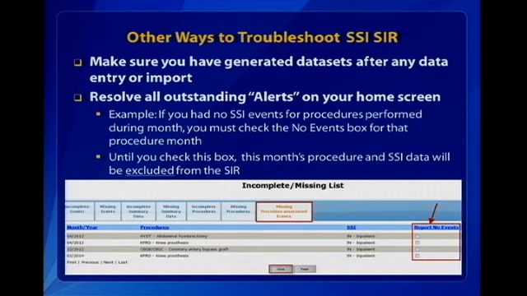So some other ways to troubleshoot your SSI SIR. You want to make sure that you have generated data sets after any data entry or import, and resolve all outstanding alerts on your home screen. So for example, if you had no SSI events for procedures performed during a month, you must check the No Events box. And I know this is probably starting to sound repetitive, but we really want to drive this point home, that until you check that No Events box, the numerator and the procedure count data will not be included in the SIR. So definitely want to pay attention to those alerts. Don't just ignore them. Make sure they're all clear from your home screen before you go to generate any of your SIRs.